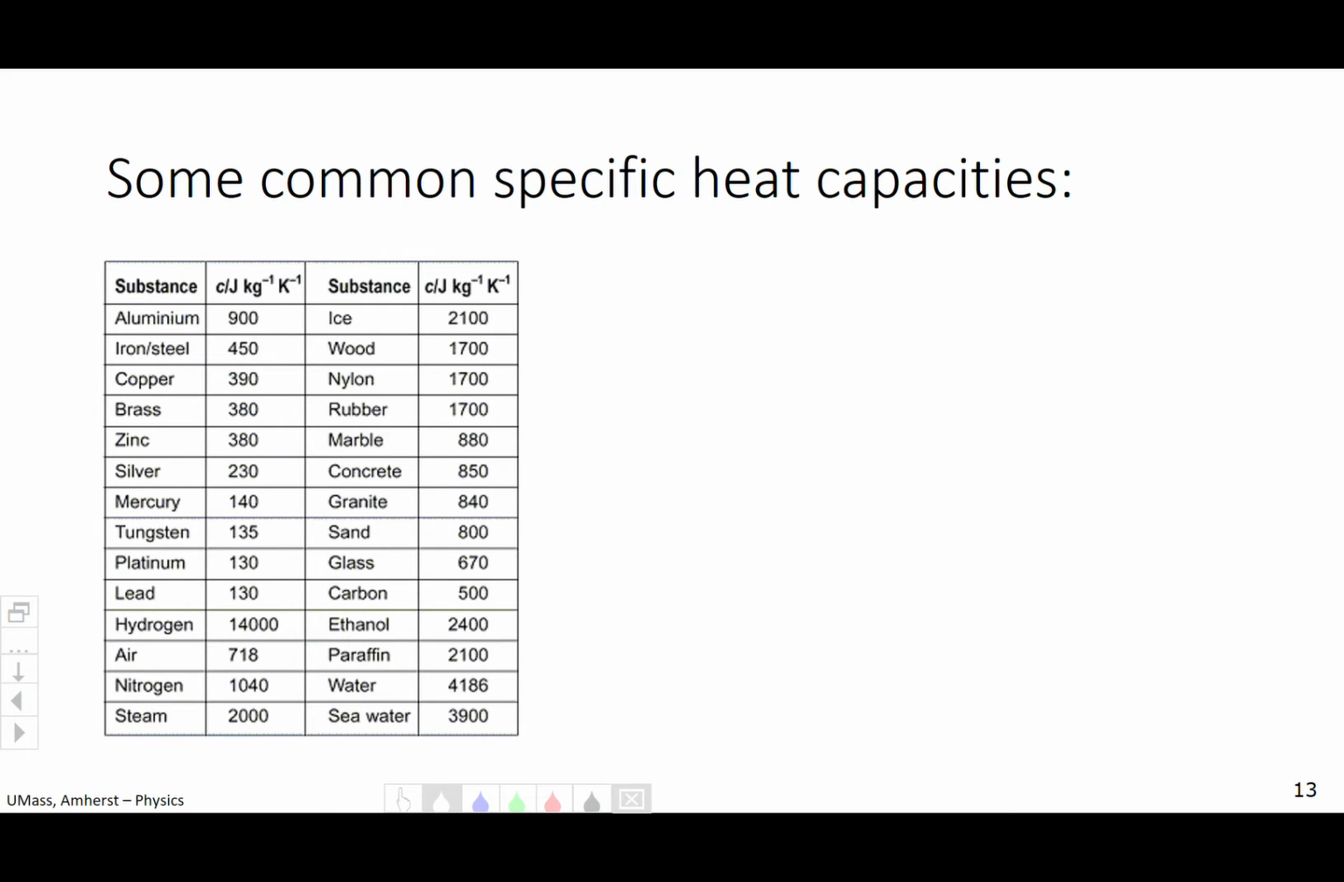So there are some common specific heat capacities. Water has a very high specific heat capacity, meaning that it takes a lot of energy to change the temperature of water. Hydrogen has a crazy high one, and we can see that metals over here have relatively lower specific heat capacities. It takes less energy to heat up a metal to the same temperature as it would, let's say, water, seawater, etc.